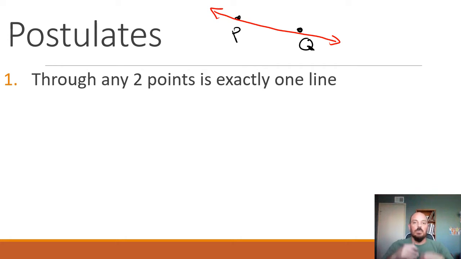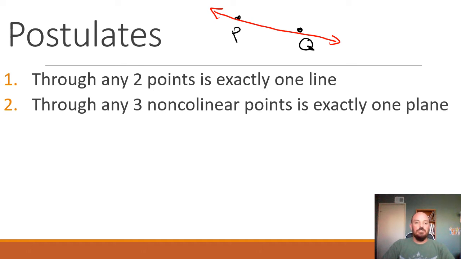And that's it. And when you say exactly 1, it's kind of saying 2 things. Number 1, it says there is 1. So if I draw 2 points, there's definitely a line that goes through them. But it's also saying there's no more than 1. There's not going to be 2 different lines that go through those same 2 points. And again, that's what I meant by postulate. Pretty simple. We don't need to prove that. It's kind of obvious.